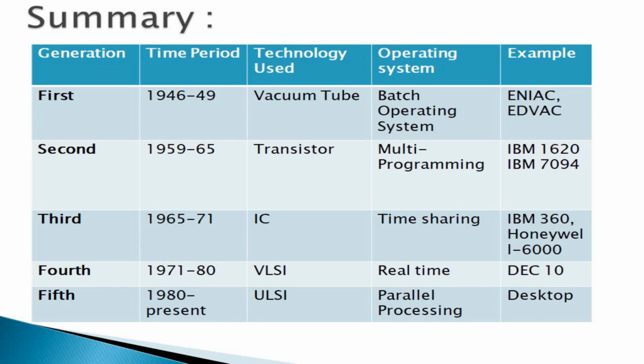And now, guys, as promised, here is the summary chart which we can use for last minute revision. The first generation: time period 1946 to 49, technology vacuum tube, operating system batch operating system. Second: 1959 to 65, transistor, multi-programming operating system, IBM 1620, IBM 1794. Third generation: 1965 to 71, integrated circuit, time sharing, and IBM 360, Honeywell 6000 as examples. Fourth generation: 1971 to 80, VLSI, very large scale integrated circuits, real time, and the example is DEC 10. Fifth: 1980 to present, ULSI, parallel processing, and desktop.